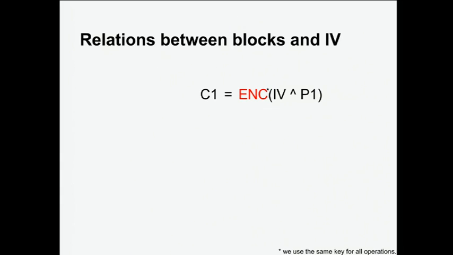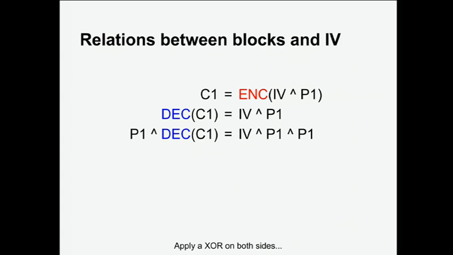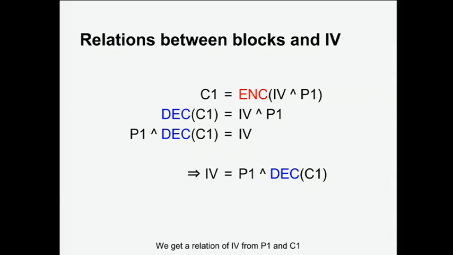So now if we look back at the file, we see that the first ciphertext is the encryption of the XOR of IV and the first plaintext block. And if we apply decryption on that, it cancels out, and we have that the decryption of the first ciphertext is equal to this. If we XOR on both sides, then it cancels out, and we have a relation between the IV and the actual first plaintext block and first cipher block. So now we have this value.